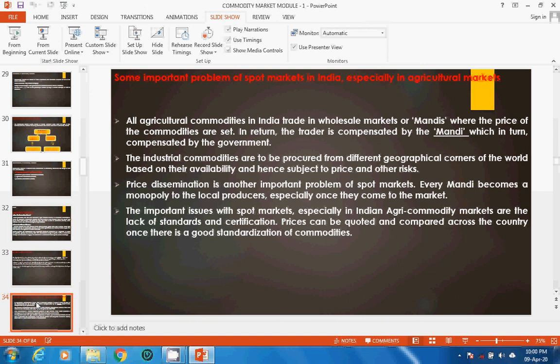An important issue in the commodity market, especially in the Indian agricultural commodities market, is the lack of standardized weights and measures and certifications, so that price can be quoted and compared across the country. Once there is good standardization of commodities, it would be better for the agricultural markets. The farmers will not be facing any challenges if standardized weights and measures, certified merchants, and prices can be quoted by the farmers themselves. Okay, so these are lacking in the spot market.